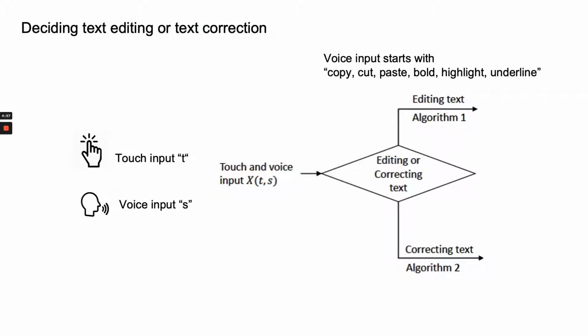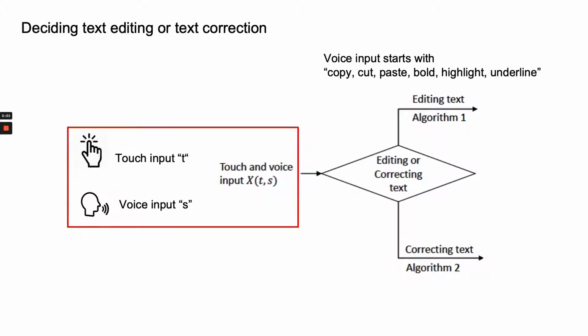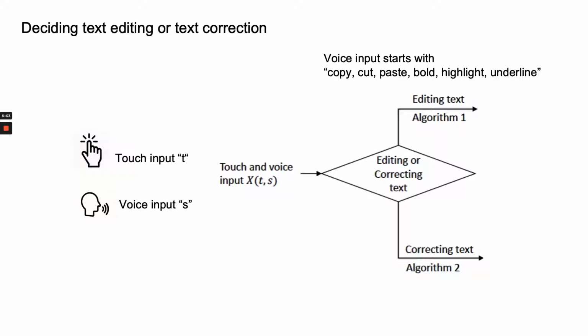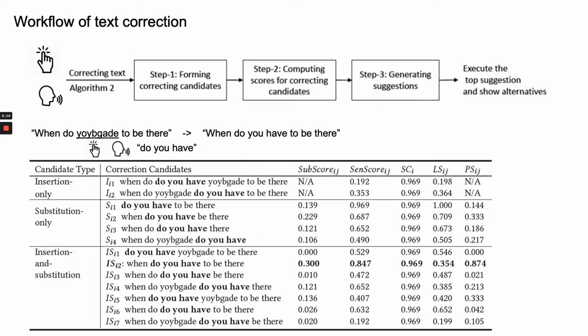Next, I will introduce the workflow of VT. With touch input T and voice input S, if the voice input starts with one of the editing keywords, the inputs will be used for text editing, otherwise they will be used for text correction. For text correction, the first step is to generate correcting candidates.